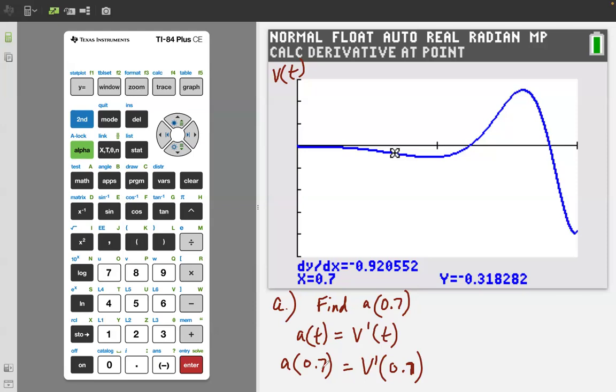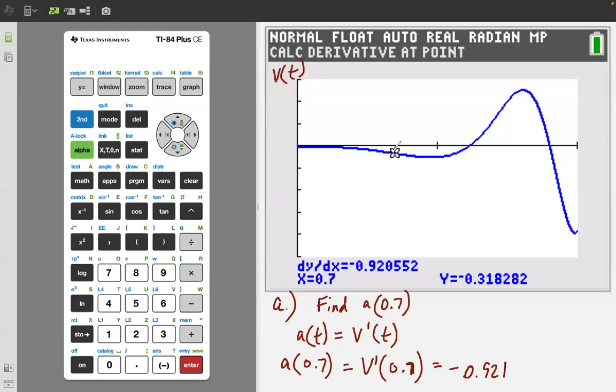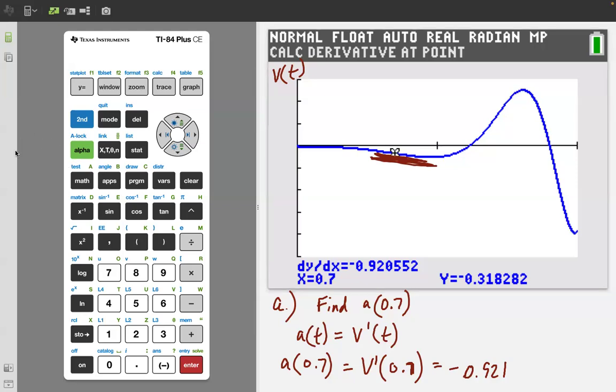So a of 0.7, which is the derivative of v at 0.7, is equal to negative 0.9205, which I'll round to negative 0.921. And you can tell here if we were to draw a tangent line, that's definitely a negative slope, so it fits. The derivative of the velocity, which is the acceleration, is negative. So we have negative acceleration. That answers that part of the question.